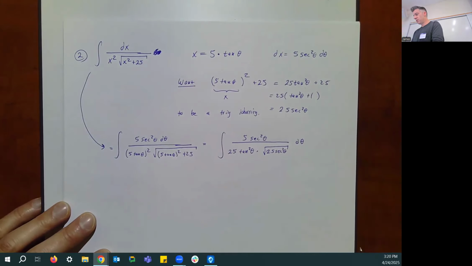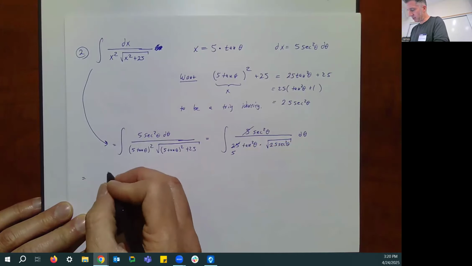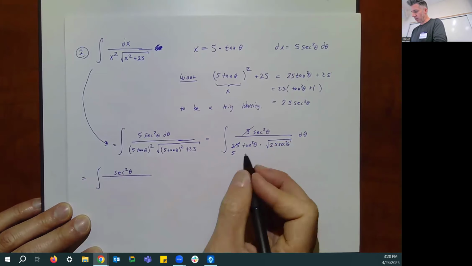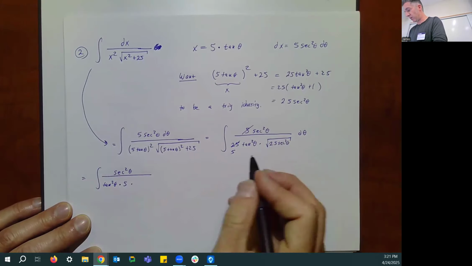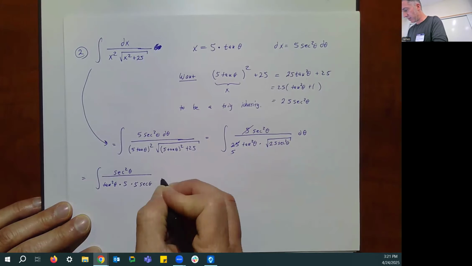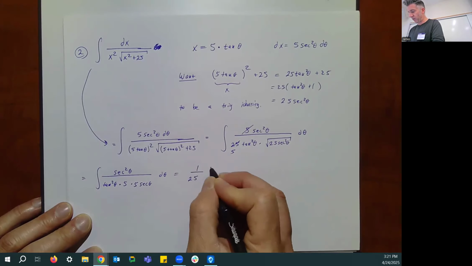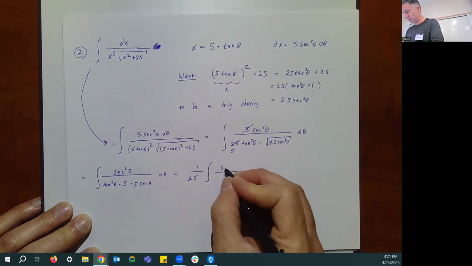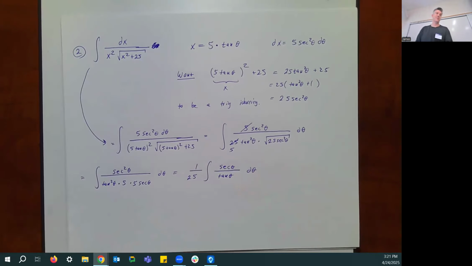Simplifying further, cancel a 5 here and a 5 here. I suppose I'm probably writing more steps than I really need to. Secant squared theta over tangent squared theta, times the square root of 25 secant squared, which is 5 secant theta. Simplifying a bit more, I'm going to put the 1 over 25 out in front. My integrand will simplify to secant squared over secant, which is just secant theta, over tangent theta. Now what?